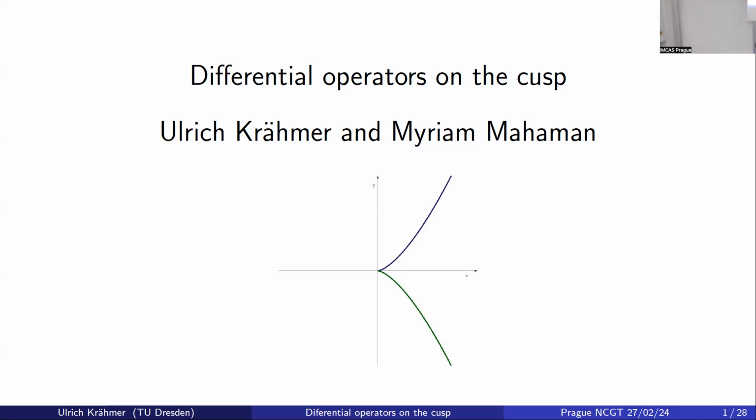And well, the topic is the cusp, which is this curve that you see here, and the ring of differential operators on that curve, and I will tell you what that means. And the claim is that this ring carries a certain algebraic structure, that of a Hopf algebroid, and I will indicate what that means.